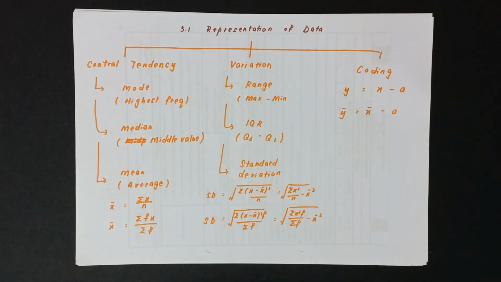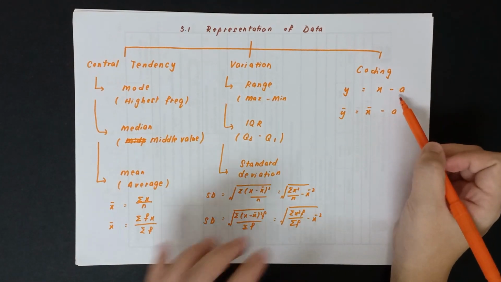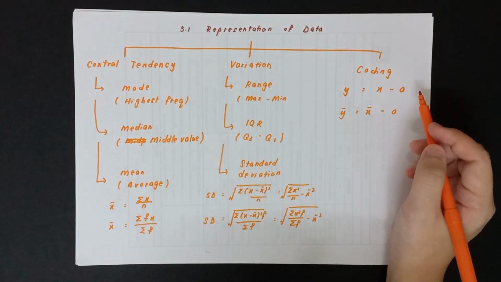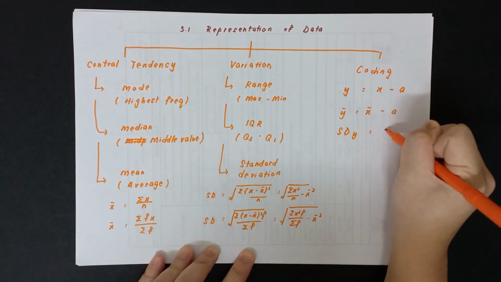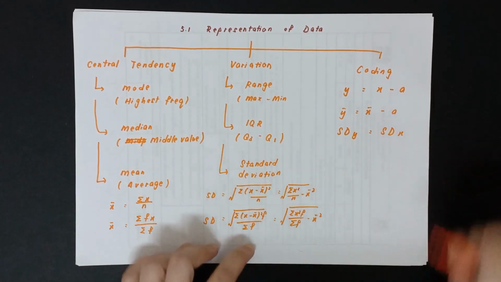So if I want to find the new y, I will be finding the old x, then I minus the a. Meaning if all of my data is minus by 5, then my mean will be minus by 5 as well. Then after that you have standard deviation. So remember, any plus and minus is not going to affect your standard deviation. So the standard deviation of y is basically the same as the standard deviation of your x.